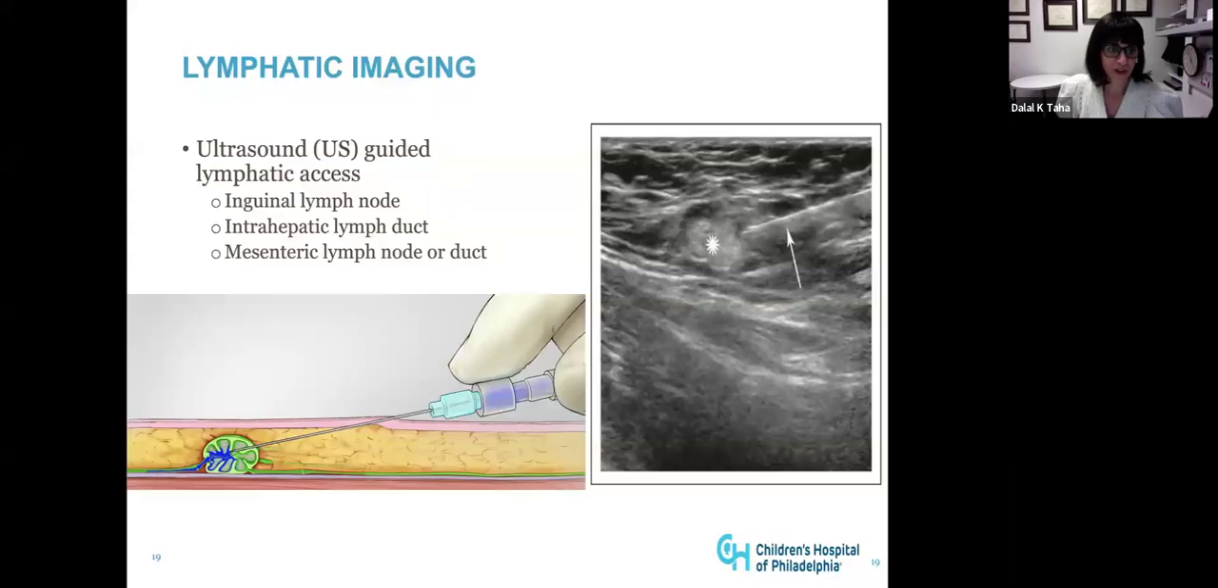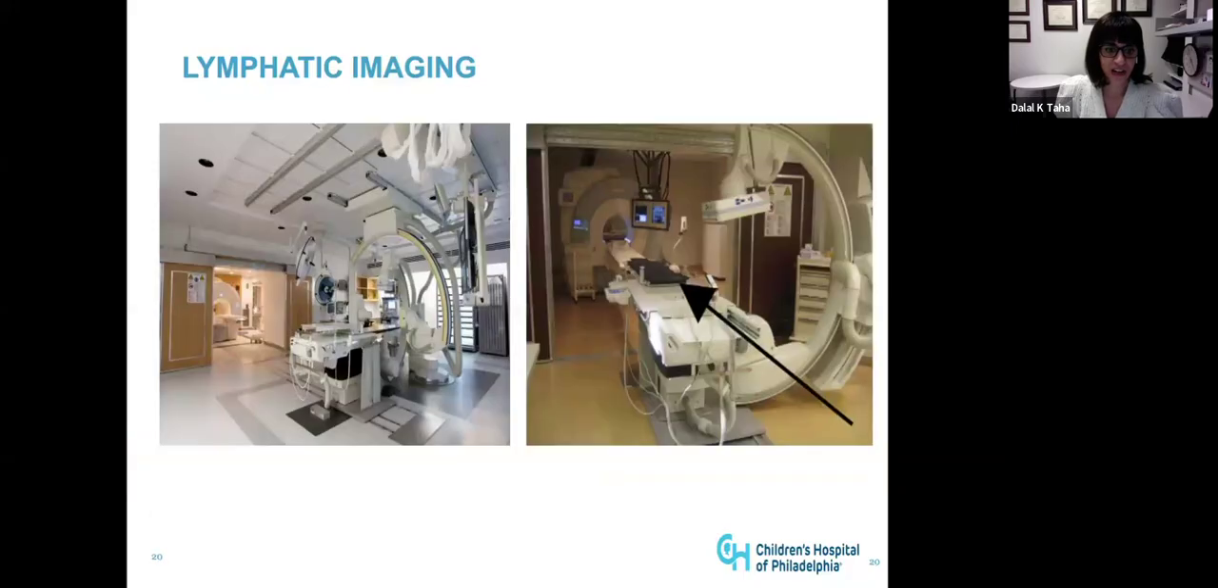So the DCMRL starts with ultrasound guided lymph access in those three sites: inguinal, intrahepatic, and mesenteric. And this is just images of the needle entering the lymph node. This is an inguinal lymph node under ultrasound guidance. Once those needles are placed, they're secured, and then the patient is moved into the second part of this suite, which is the MRI. So the first image here shows where the ultrasound guided insertion of the needles is done, and then the patient is turned and moved right into the MRI scanner.